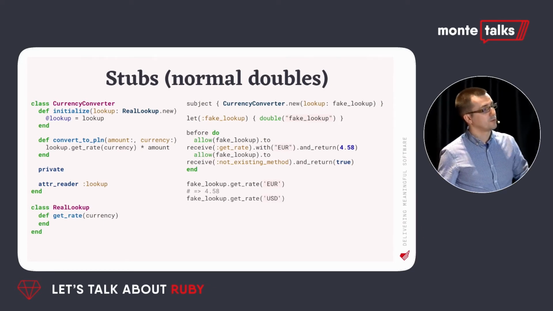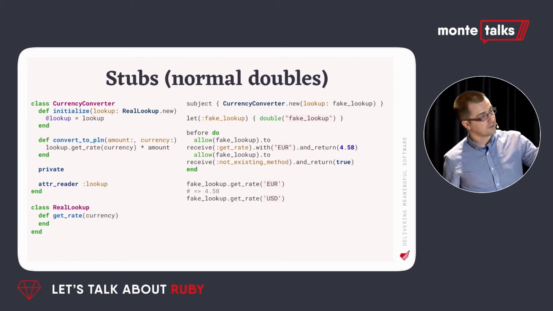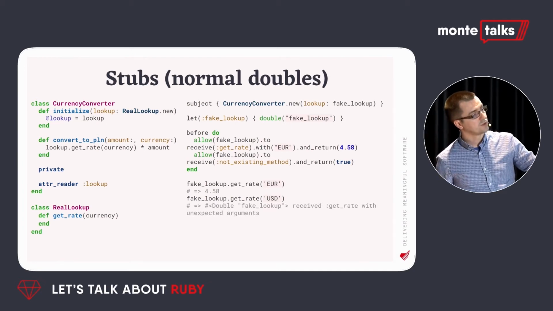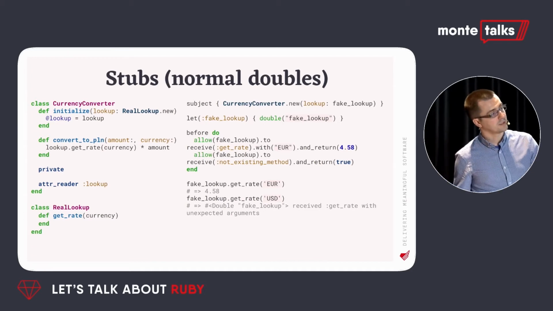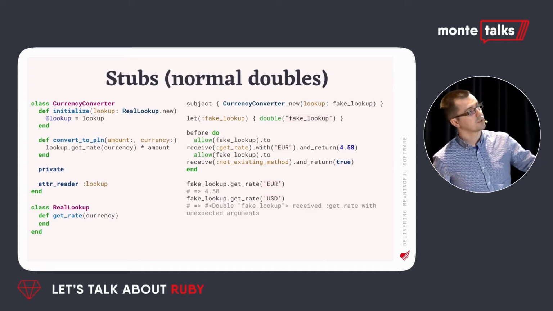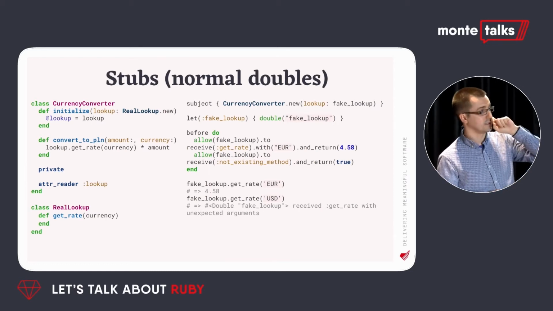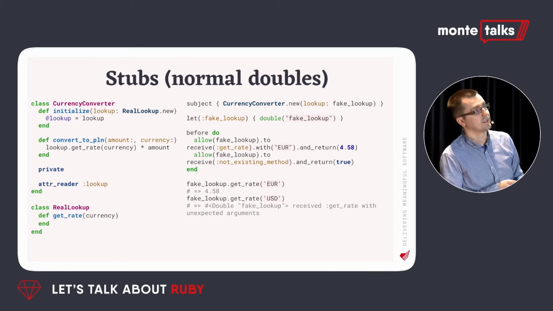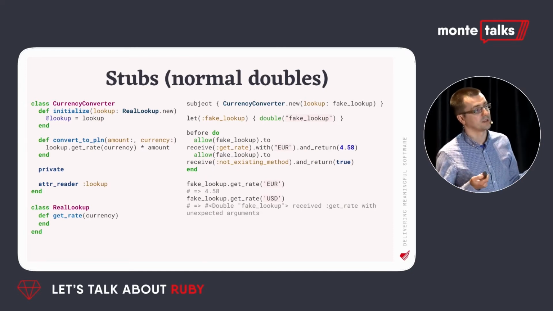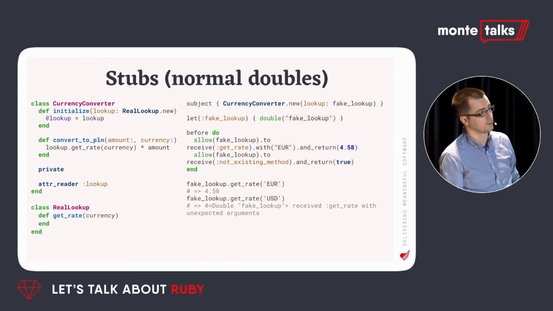If we invoke this method but with another argument, basically it will throw an error that the fake lookup received getRate with an unexpected argument, because we haven't defined it in the before section, right? The double doesn't know what to return here, so it raises an error as we expected.